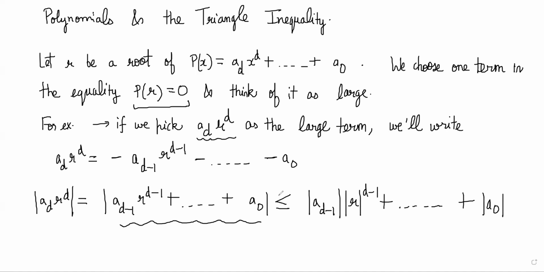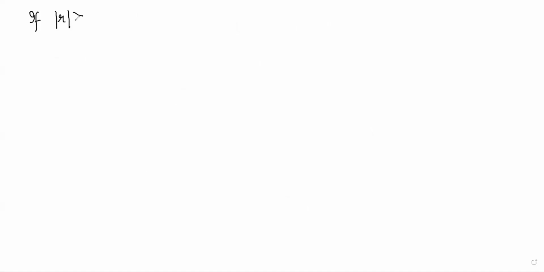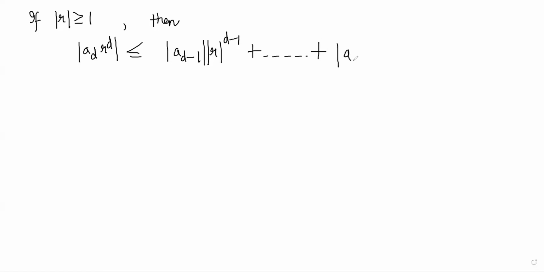And then in the question, there will be some information that will be given to you, which will help you draw a conclusion from this step. So for example, suppose it was given that mod of r is greater than or equal to 1, then let's see what comes from there. We already have the inequality mod of a_d r^d is less than or equal to mod of a_{d-1} r^{d-1} plus so on till plus mod a_0.